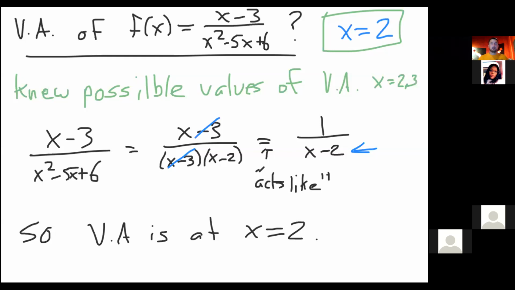So next question then is, at what x value or values does the function have a hole? The holes are where we technically have a 0 in the denominator, but it's always being balanced out. That's why we get this idea of it acts like, but we have this one point that the original function can't use.